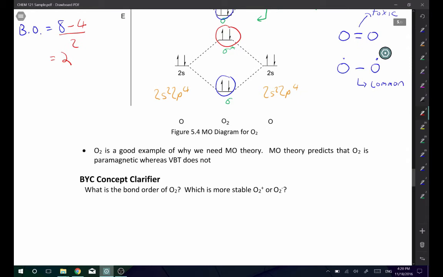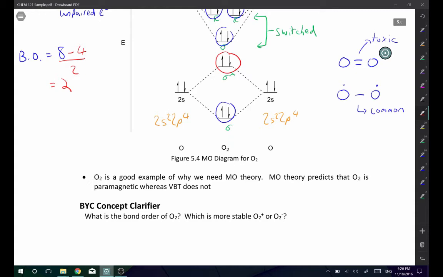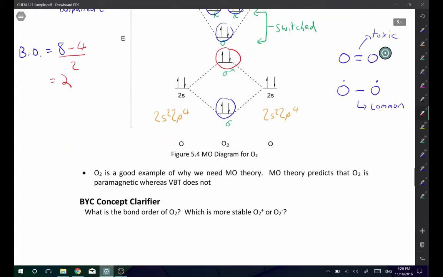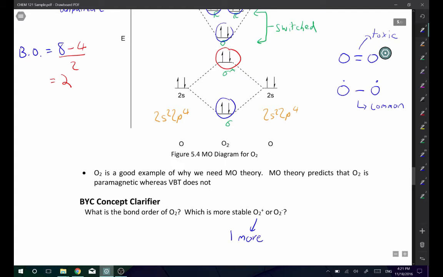And that was a question actually for the BYC concept clarifier, so I've essentially done that. What's more stable, O2 plus or O2 minus? Now for this, all you have to do is look at your diagram. So for O2 plus, let's see what's going to happen. We have one more, I'm going to write one more electron, but I want to be clear about what type of electron it is. What type of electron is it? So one more electron, one less for O2 plus.